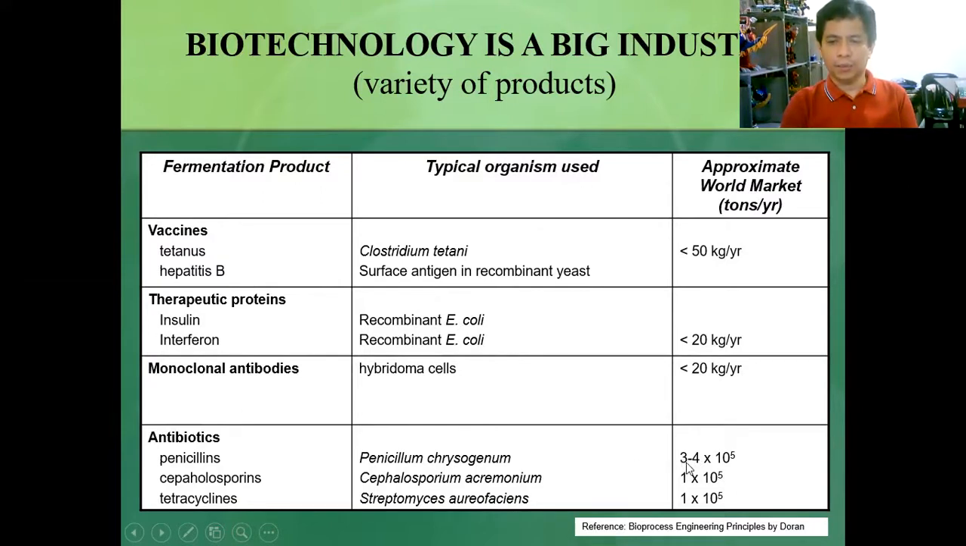330,000 to 400,000 tons per year. Cephalosporin are produced using Cephalosporium acrimonium at 100,000 tons per year, and tetracyclines, we use Streptomyces aureopacins to produce tetracyclines. These are different antibiotics.